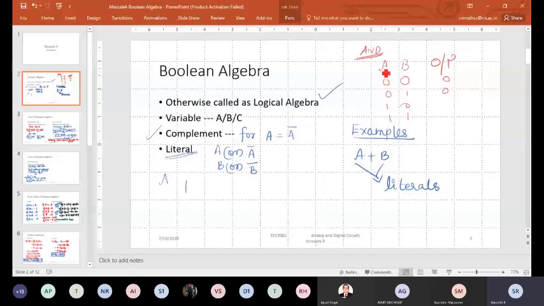For a two input AND gate and a two input OR gate, what are all the possible input combinations? The variables are A and B. The possible input combinations are 0 0, 0 1, 1 0, and 1 1.